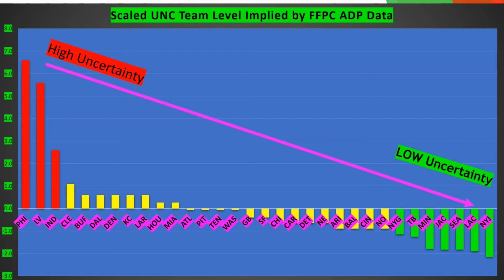I scaled it or visualized it this way: high uncertainty, so I guess the higher gambles will be here, the lower gambles will be there. But if they're crappy players, I don't care if they're a low gamble or not, if they're not going to get me any points.